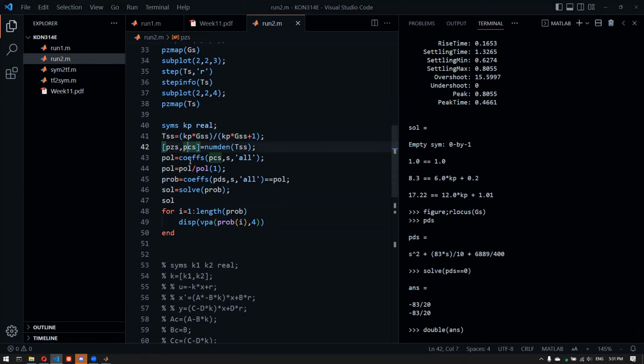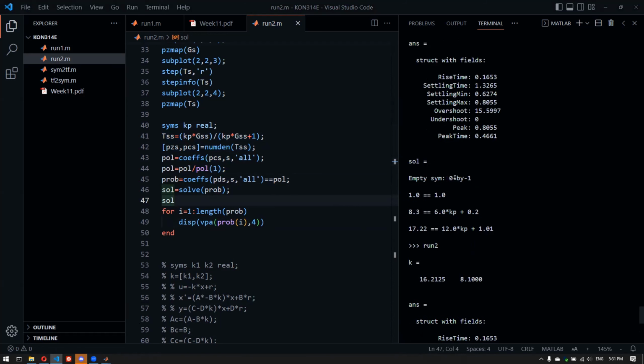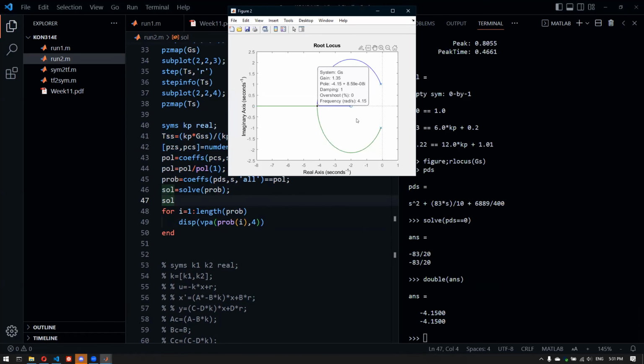KP plus 1, PCS, normalize that, solve it, and it's not able to solve it. So empty. It doesn't make sense actually. Why am I not able to solve it? Probably it's not 4.15 exactly, and maybe this part here is bothering it. I don't know. Interesting.